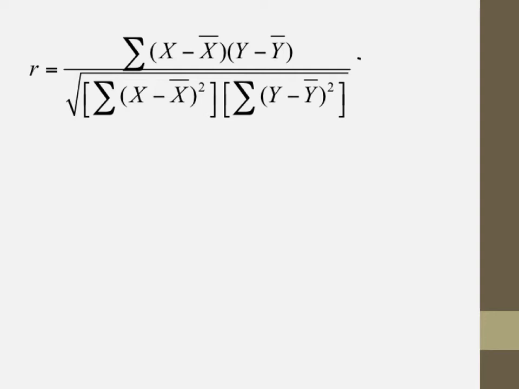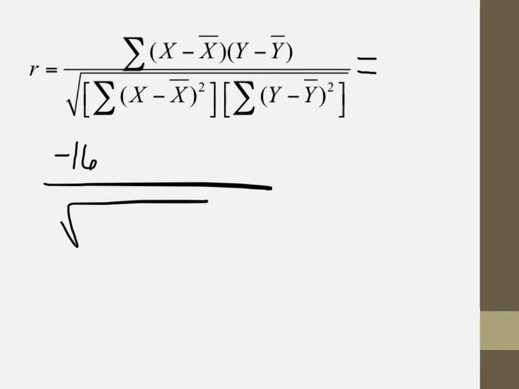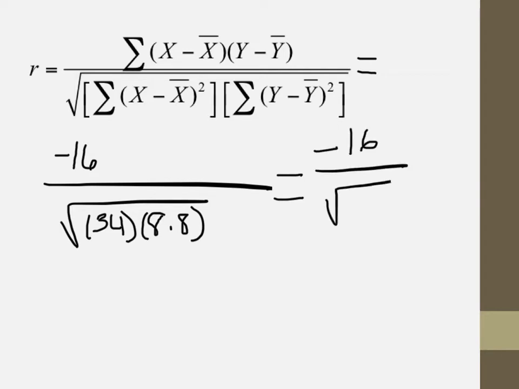So the top of our equation is going to be negative 16 divided by the square root of 34 times 8.8. Those are the numbers that we calculated in the last video. Negative 16 is the sum of x minus the mean times y minus the mean. 34 is the sum of x minus the mean squared, and 8.8 is the sum of y minus the mean squared. So we're going to have negative 16 over the square root of 299.2.